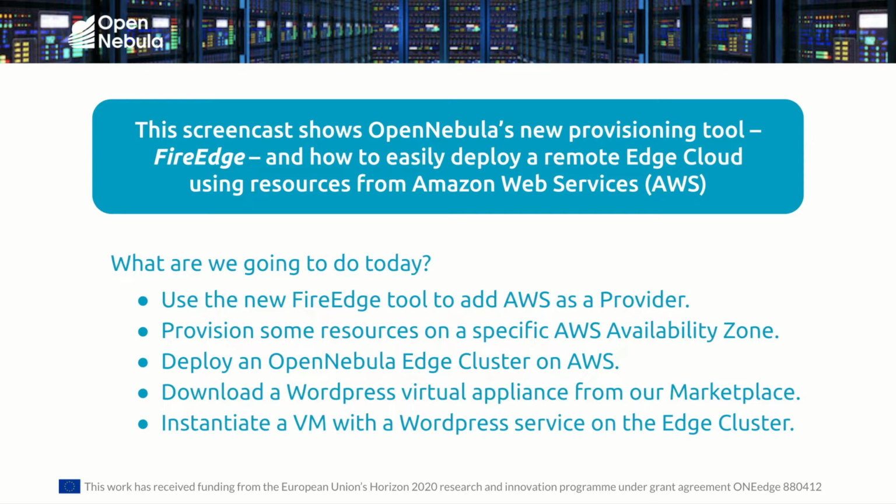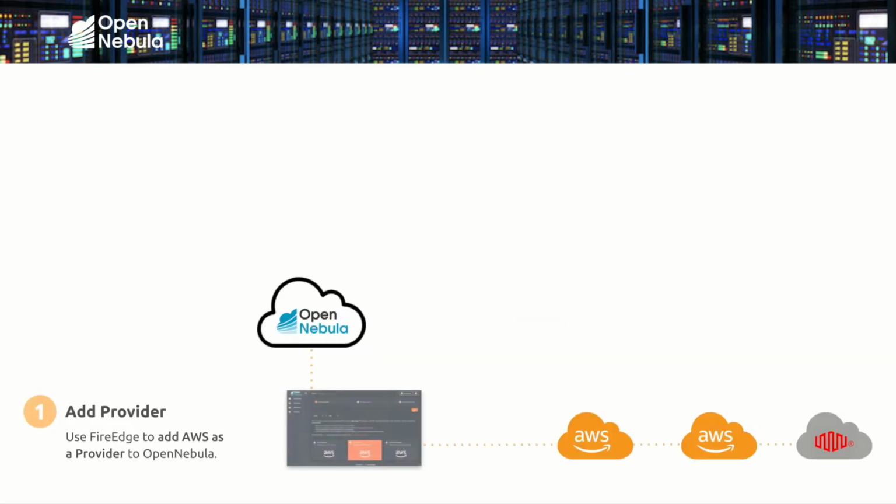In this demo, I will show you how to easily deploy a remote edge cloud using resources from Amazon Web Services. For that, we will use the new FireEdge tool to add AWS as a provider. Then, we'll provision some resources on a specific AWS availability zone so that we can deploy an OpenNebula edge cluster. Finally, we'll download a WordPress virtual appliance from the OpenNebula marketplace and we'll instantiate a VM for that WordPress service on the edge cluster. Here you can see how the whole process works in the new OpenNebula 6.0.